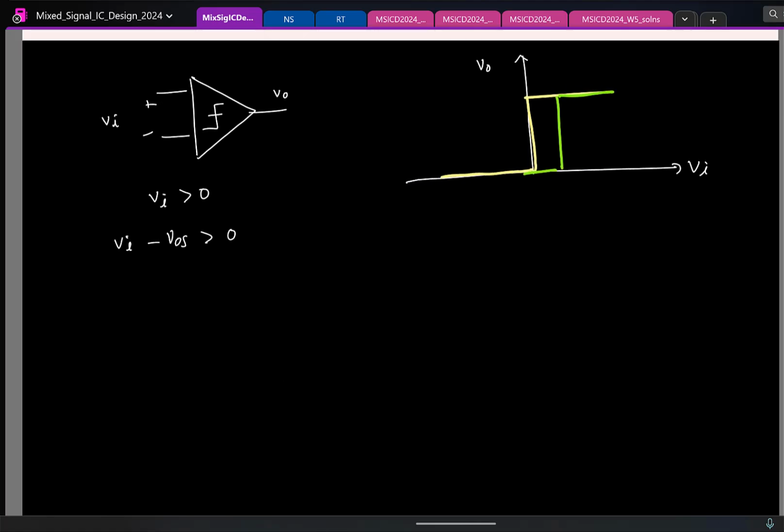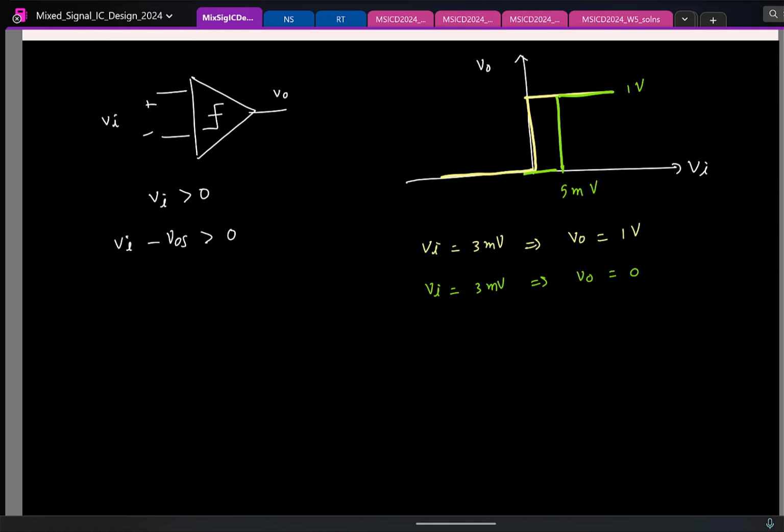So now let me take some numbers. Let us say this is 1 volt, and let us say this offset is 5 millivolts. Now if ideally there is no offset and my input is 3 millivolts, what would have been my output? Output will be 1 volt. Now there is an offset of 5 millivolts and my input is 3 millivolts, 3 millivolts is going to lie somewhere here, so this will still be detected as 0. So if there is offset I can have incorrect decisions.